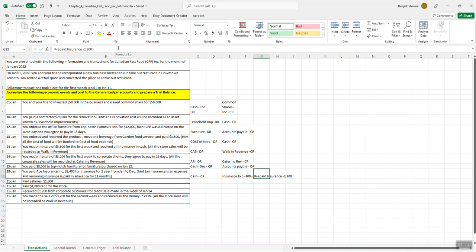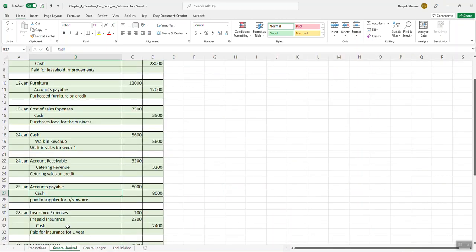Prepaid insurance is an asset, and an increase is a debit. So in this case, we have two accounts being debited, insurance expense and prepaid insurance. When you come into a journal entry, you have to list all the debit accounts first. It doesn't matter whether you put the insurance expense first or prepaid insurance first. What matters is that all the debit accounts are listed first. So I put insurance expense, debit 200, prepaid insurance, debit 2200, and then which account are we crediting? We're crediting cash, which is 2400.